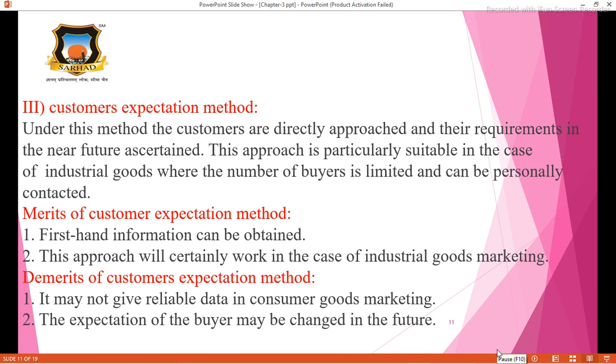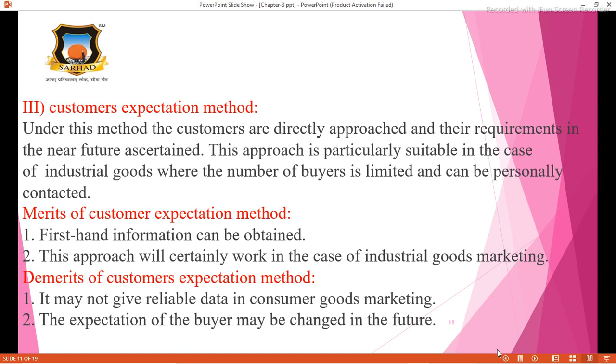Let us see the third one. It's the customer expectation method. Under this method, the customers are directly approached and their requirements in the near future are ascertained. This approach is particularly suitable in the case of industrial goods, where the number of buyers is limited and can be personally contacted.